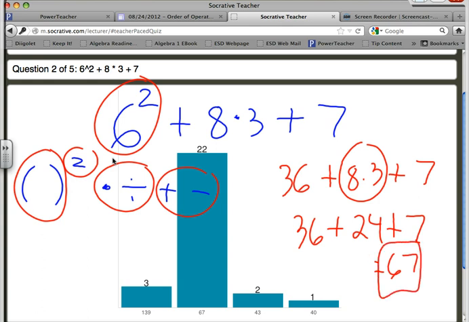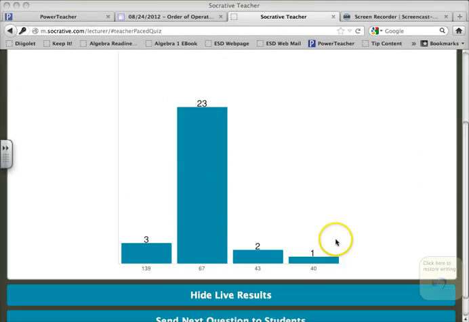I totally understand why some people got different answers, like 139 or 43, because you're not following the order of operations. Please always remember PEMDAS. Okay, let's take a look at our next problem here and see if you have any questions on it.